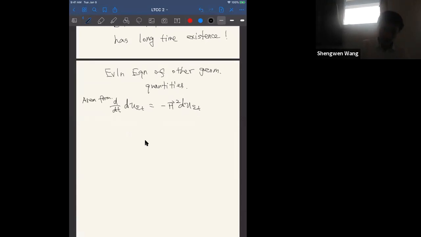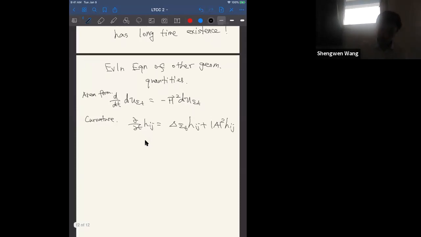And evolution of curvature. This is very important. The full curvature is the second fundamental form. It also satisfies a heat type equation. But these are tensors. So H is the second fundamental form.